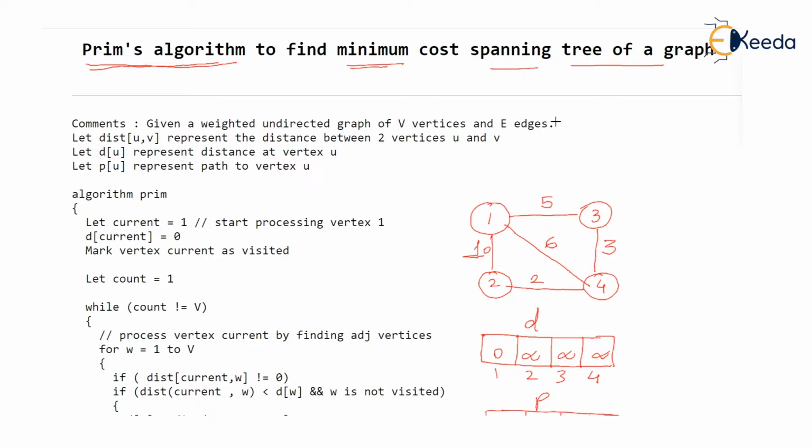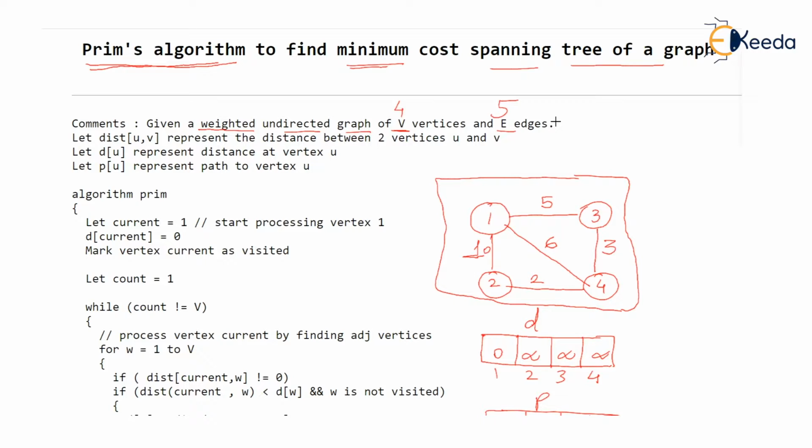Let's start. I have taken a very small graph because the execution of the algorithm will become very easy on such a small graph. It's a 4 vertex graph. So let us be given a weighted undirected graph of v vertices. Notice v is 4 here and e edges. Notice e is 5 here. It is a 5 edge graph.